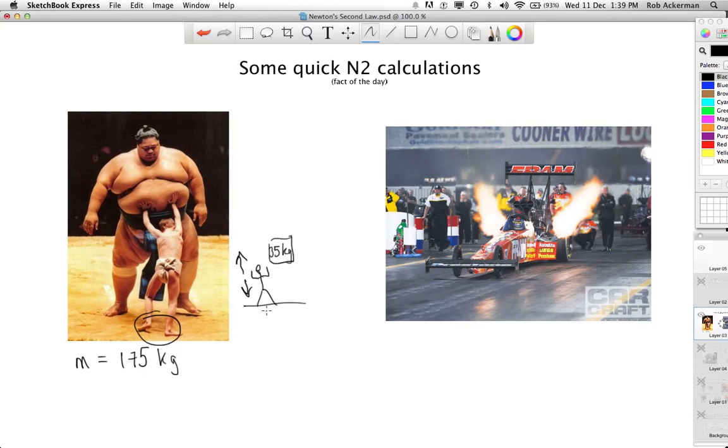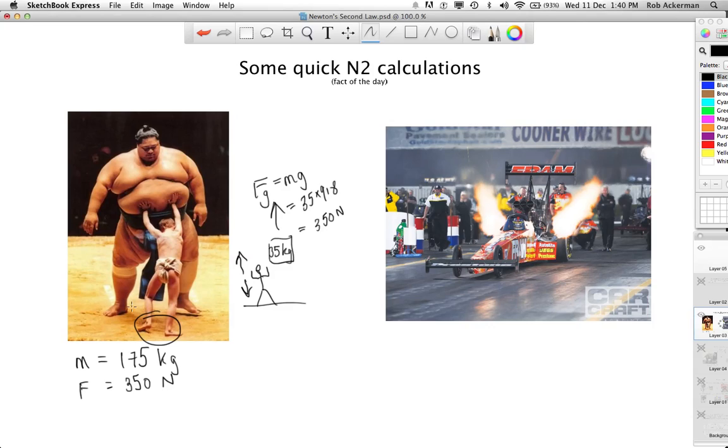Maybe he could use his legs to lift this. And so I guessed he would have to apply a force equal to gravity with his legs of at least mg, at least 35 times 9.8, which is approximately 350 newtons. So I just guessed based on this that maybe this kid is capable of exerting 350 newtons of force on the sumo wrestler. Now, there is friction on the sumo wrestler, which we would have to take into account.